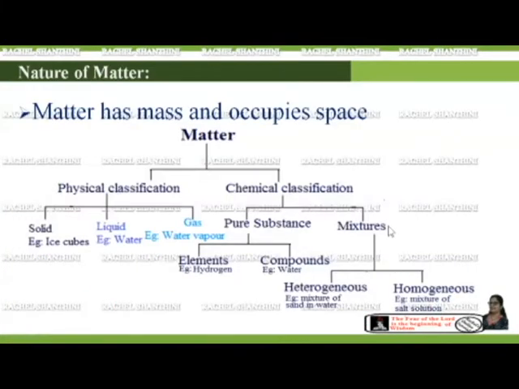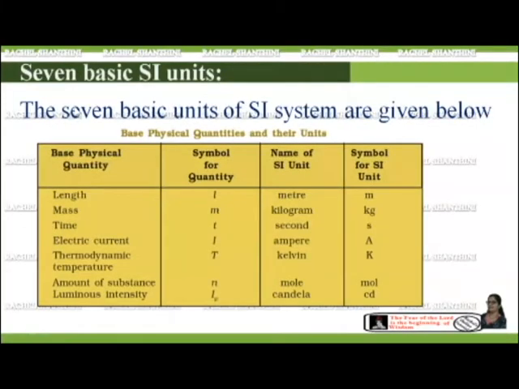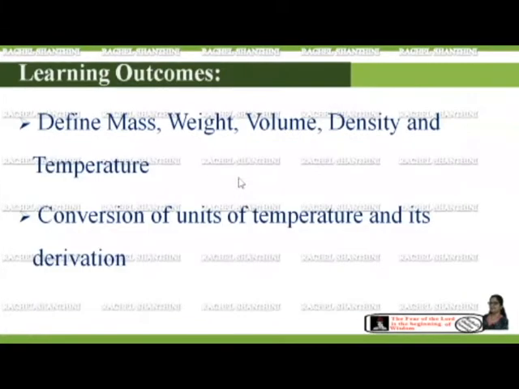Before getting into today's session, let us recall the topics that we have discussed in the previous sessions. In session 1, we discussed the importance of chemistry and the nature of matter and its classification. In session 1.2, we discussed the 7 basic units of the SI system, its symbols, and the names of the SI units and the symbols of the SI units.